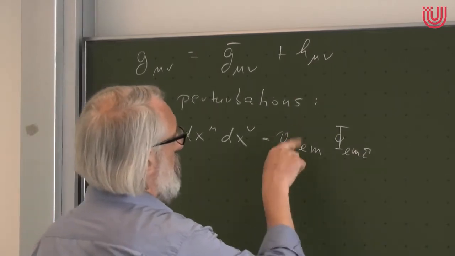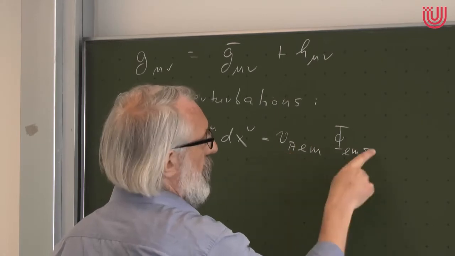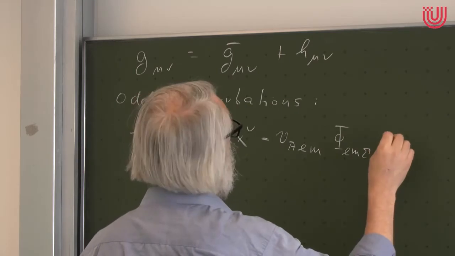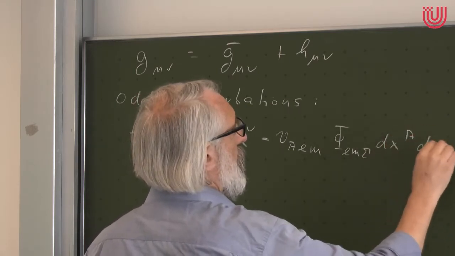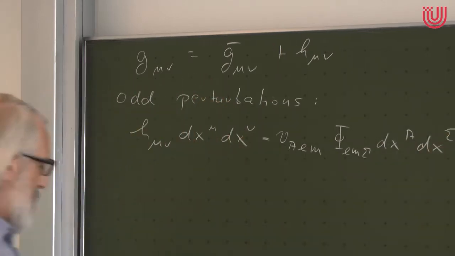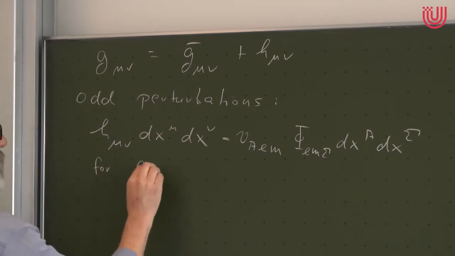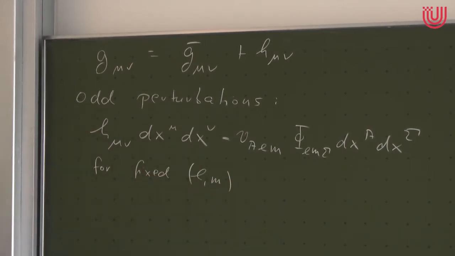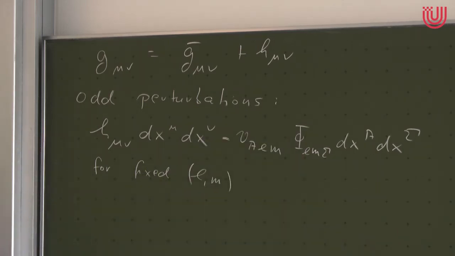So these are the coordinates which are fixed on the sphere, and these are the coordinates which parameterize the sphere. dx^A dx^sigma. And we have done this for fixed LM. LM are the quantum numbers which label the spherical harmonics, which we have used for our basis.